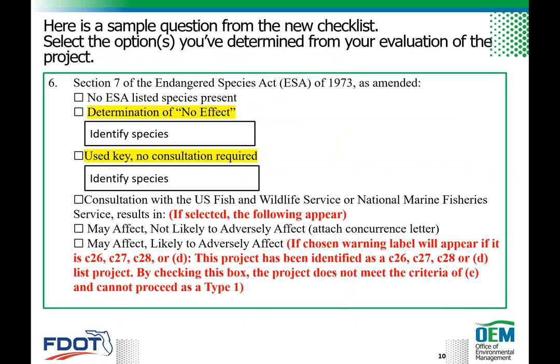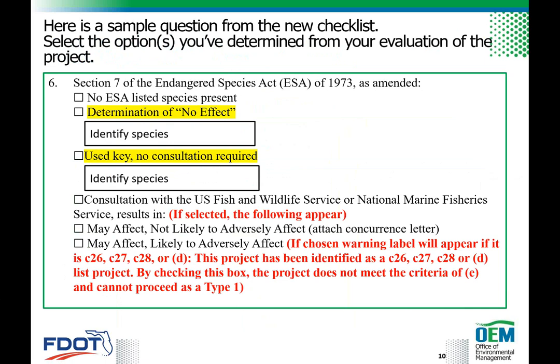So the Section 7 question, for endangered species, is a good example of it. Obviously, if you have no ESA listed species present, that box is self-explanatory. It documents itself. So it's literally a no. There's nothing there. You don't have to do anything. Just check the box.